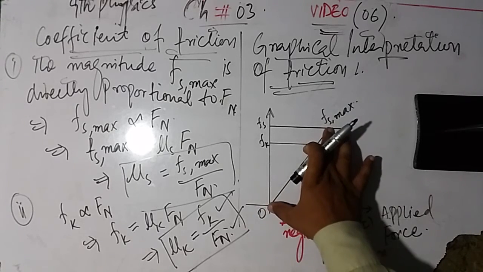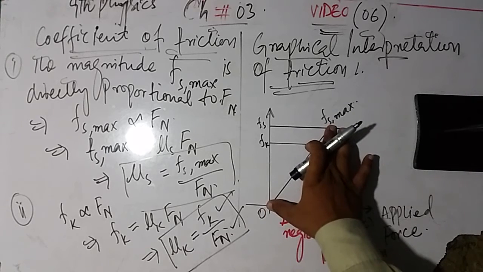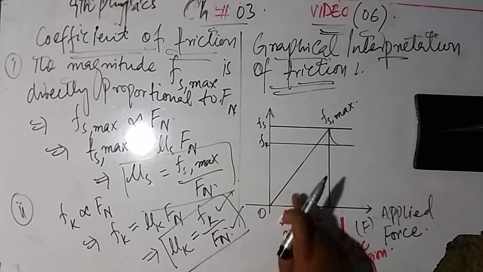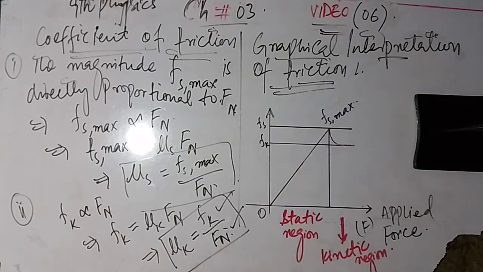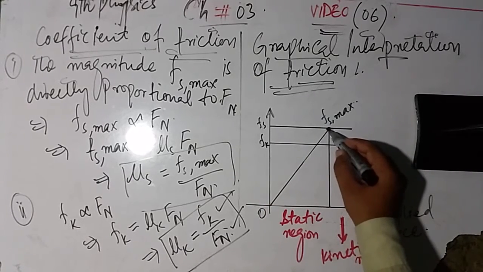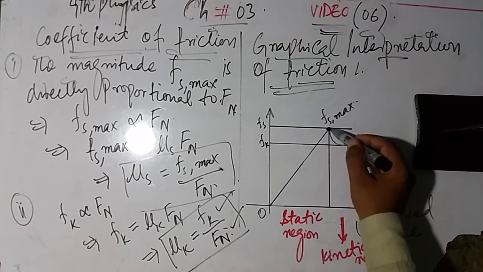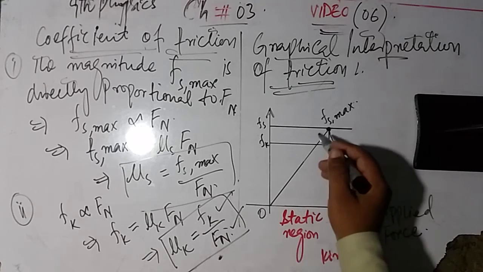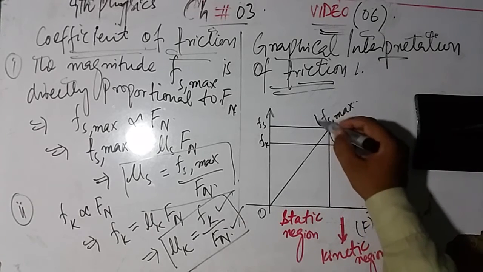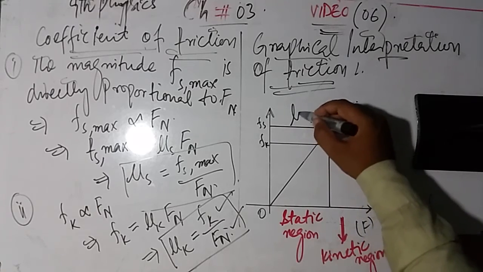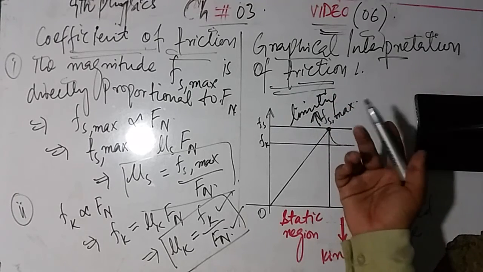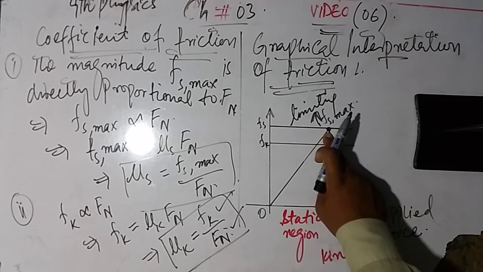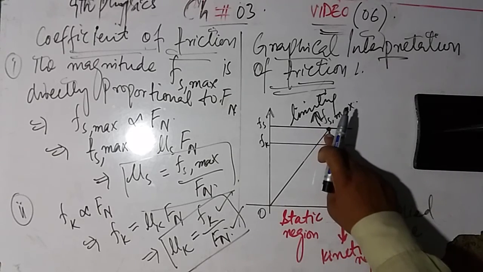Up to this value, it represents that when the applied force increases, the static frictional force also increases. But at a certain point, when the static frictional force achieves its maximum value, at that point the frictional force is called limiting friction. The frictional force between these two surfaces, when both of them are stationary, at this value is called limiting friction.